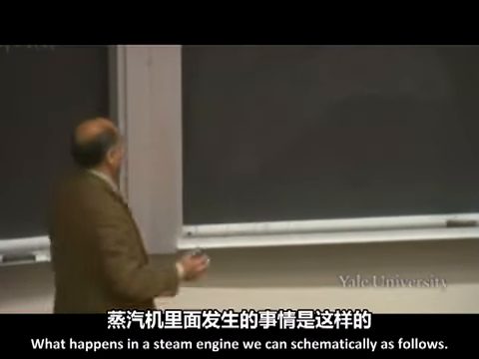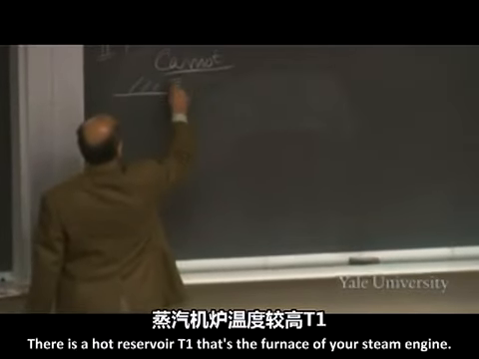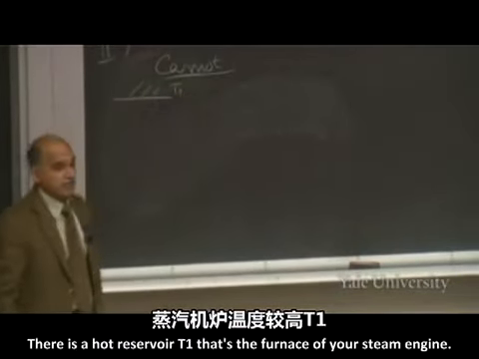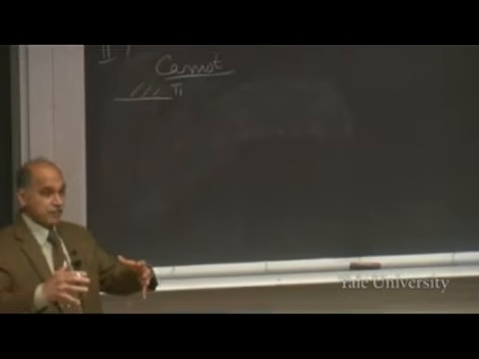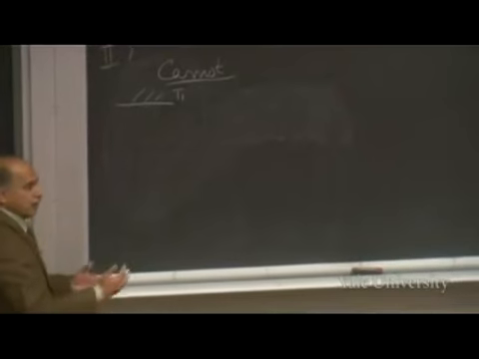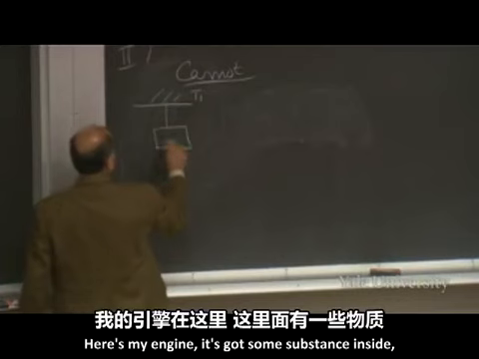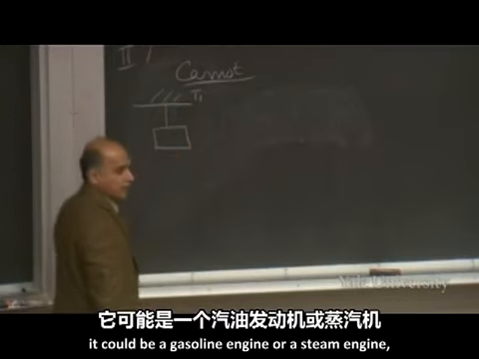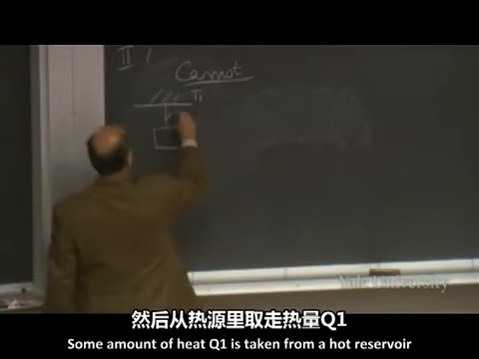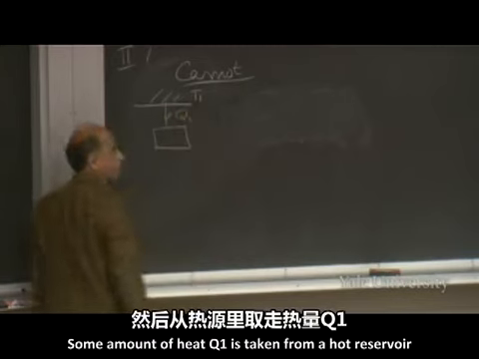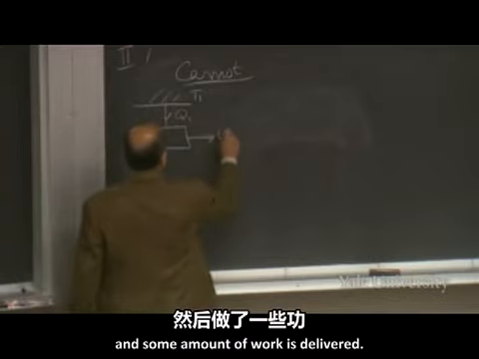What happens in a steam engine, we can show schematically as follows. There is a hot reservoir, T1, that's the furnace of your steam engine. Then you have an engine in which you got some steam. You got some water that's going to be boiled, and it's going to boil only because you take in some heat. Here's my engine. It's got some substance inside. It could be a gasoline engine or a steam engine. We don't care what happens. Some amount of heat, Q1, is taken from a hot reservoir. And some amount of work is delivered.